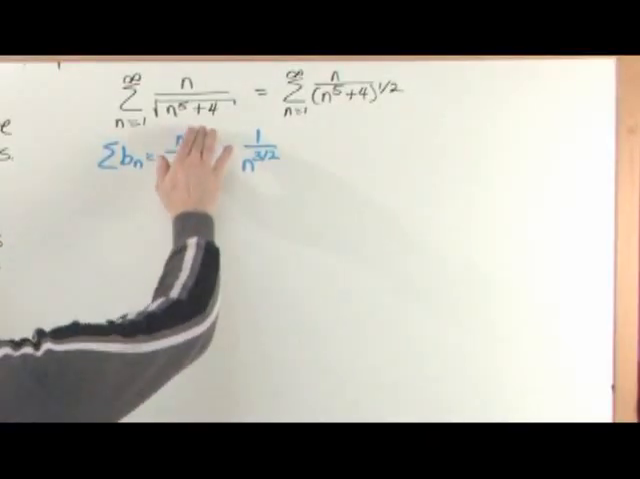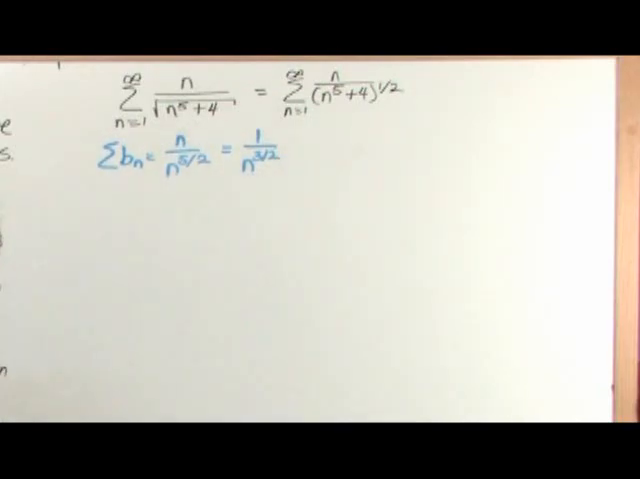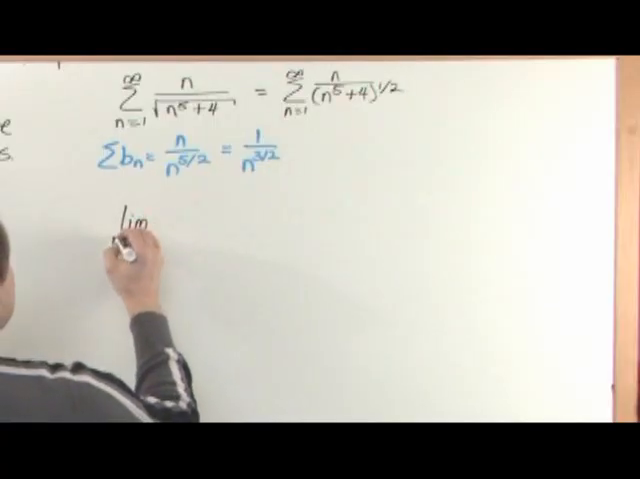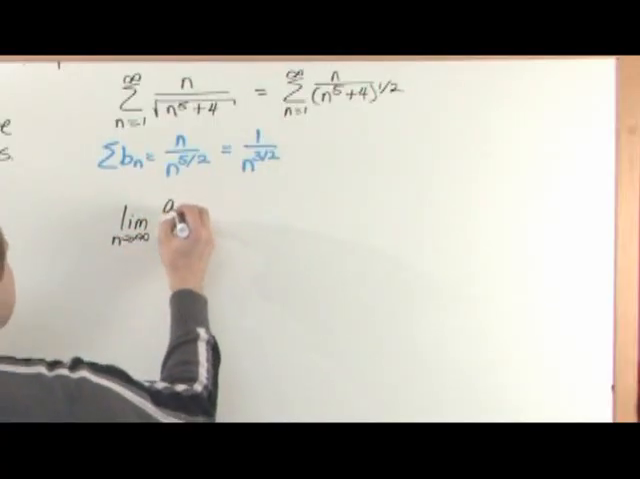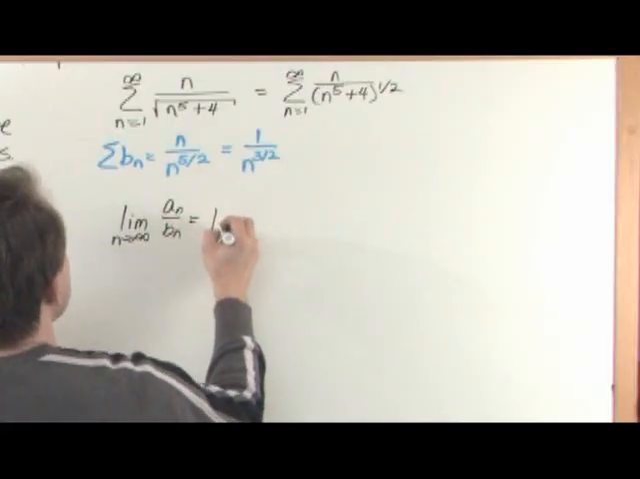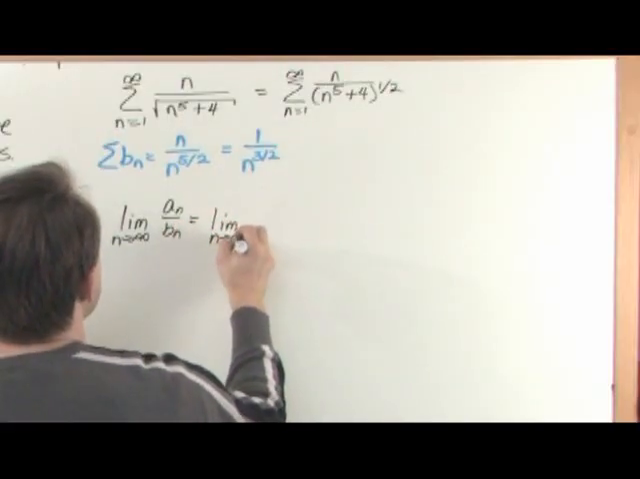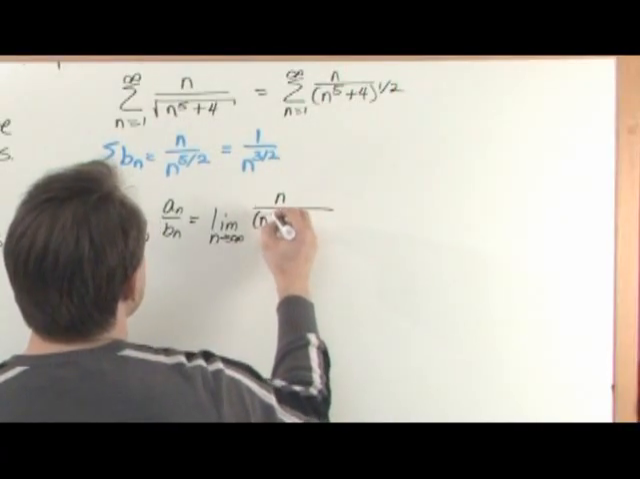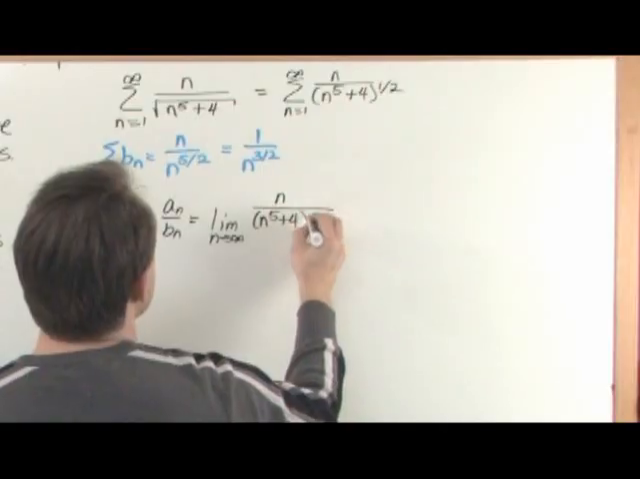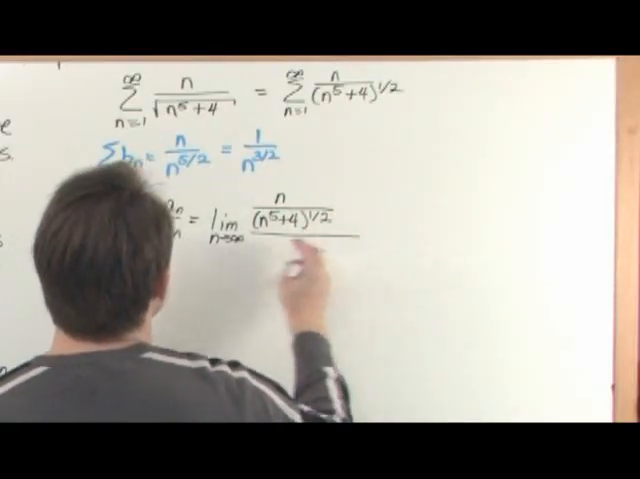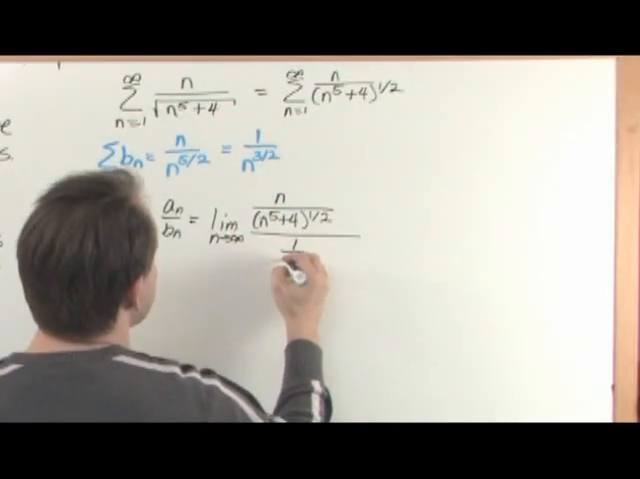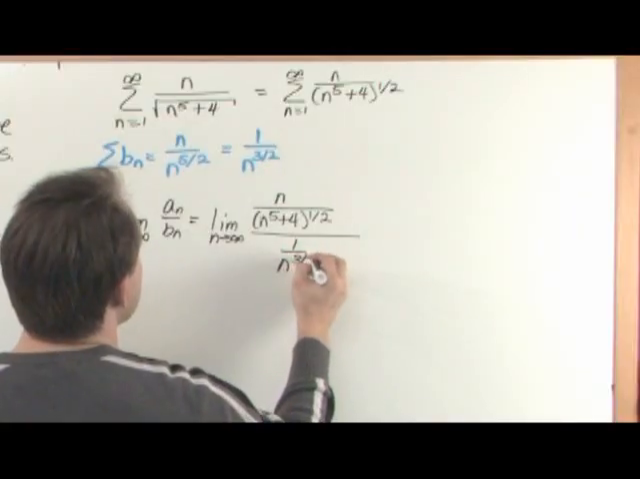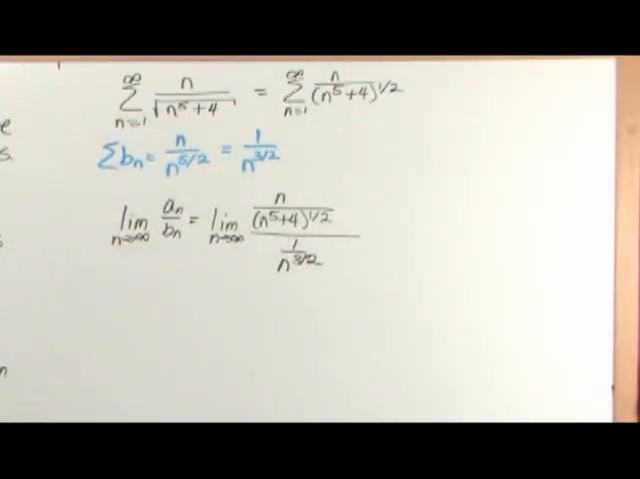So we had the highest powers in the top and the bottom, we just reduced it. Now what we want to do is find the limit of the ratio of these elements. So the limit as n goes to infinity of a sub n over b sub n, which is the limit as n goes to infinity of a sub n, which was this, n over n to the 5th power plus 4 to the 1 half, all over what I found for b sub n, 1 over n to the 3 halves, okay? And what I want to do is figure out what that limit equals.